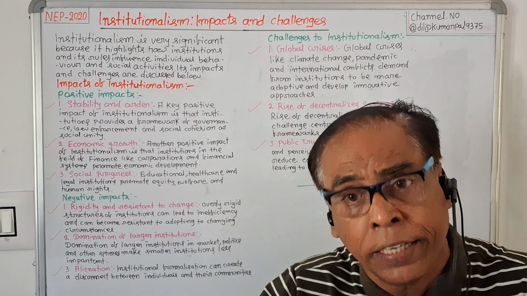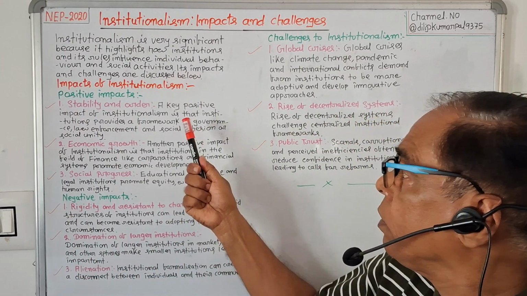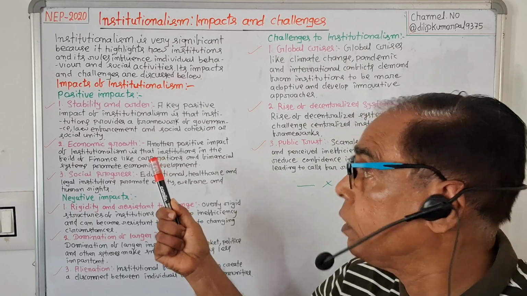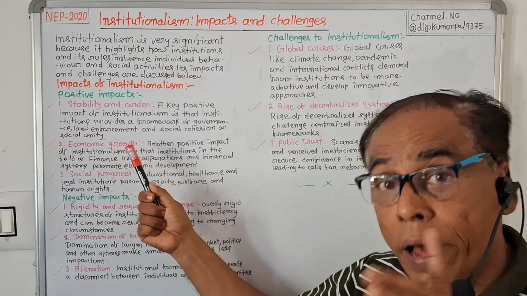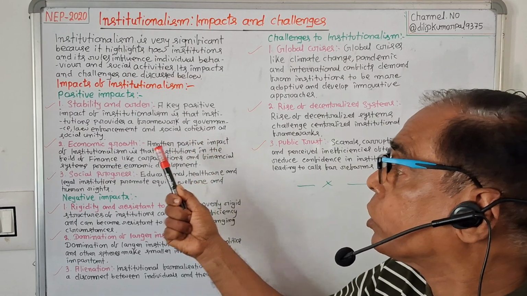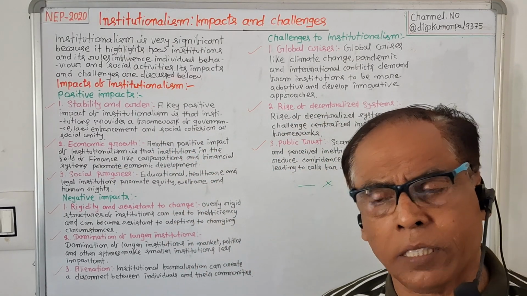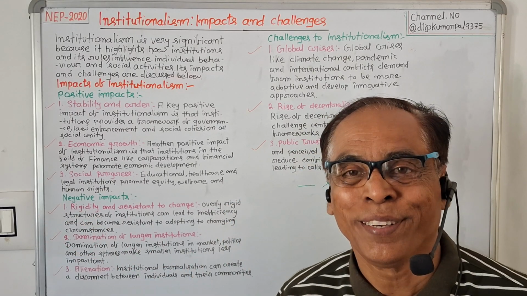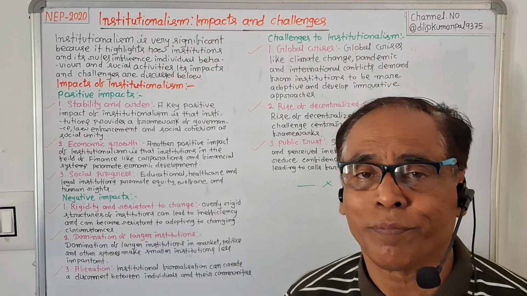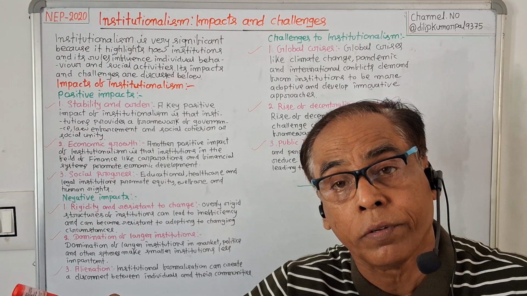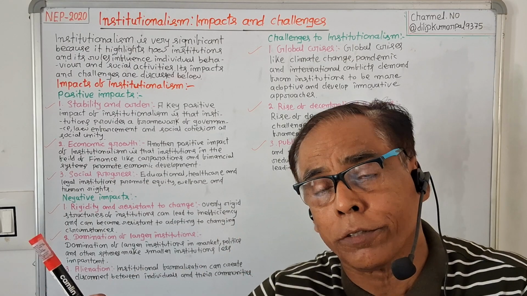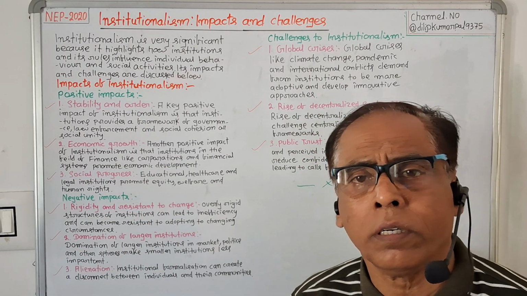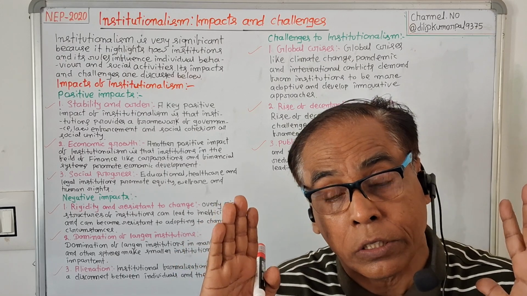Institutionalism promotes stability and order in society. How? A key positive impact is that institutions provide a framework of governance, law enforcement and social cohesion or social unity. It prescribes a procedure of governance, it enforces laws and it maintains social unity. So the first impact of institutionalism is stability and order.